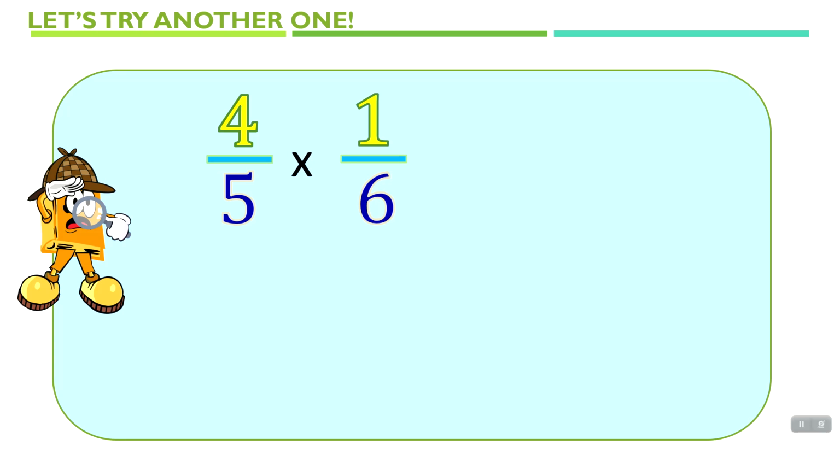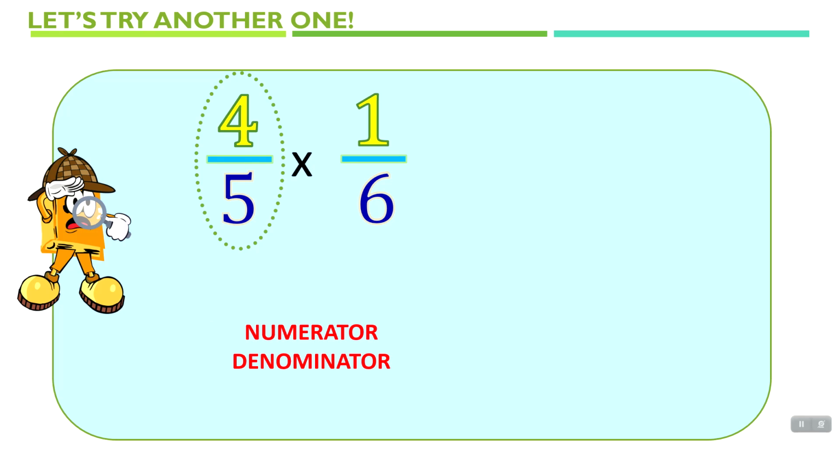Now let's try another one. 4 out of 5 multiplied by 1 out of 6. We check to see if we can reduce fractions first before we multiply. A numerator and denominator combination. So 4 and 5. 4 and 5 are in the 1 times table. That doesn't help us. 1 and 6, again, in the 1 times table. That doesn't help us. 1 and 5 are in the 1 times table. That doesn't help. 4 and 6.